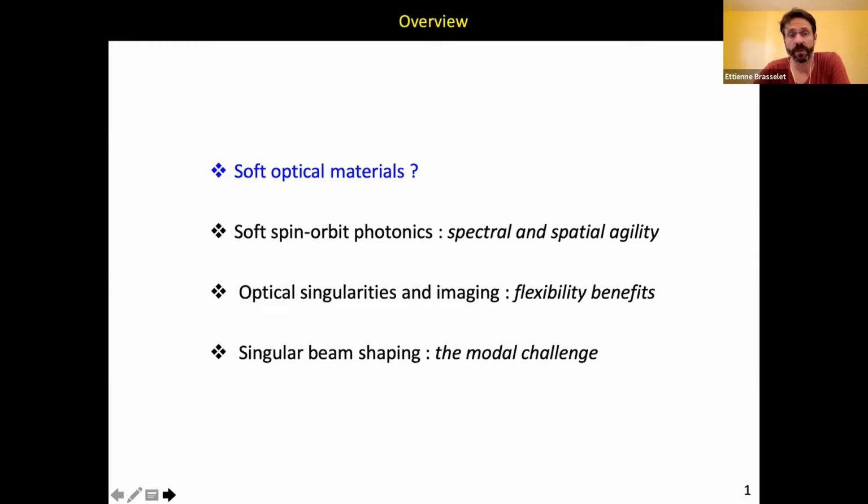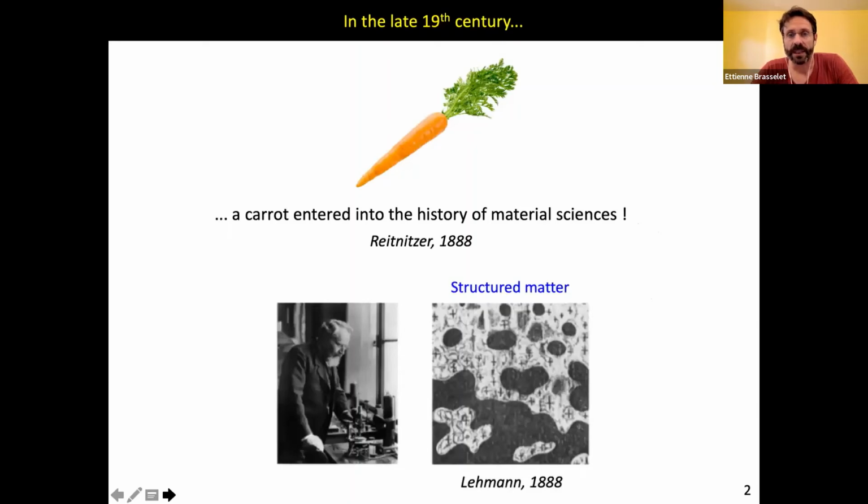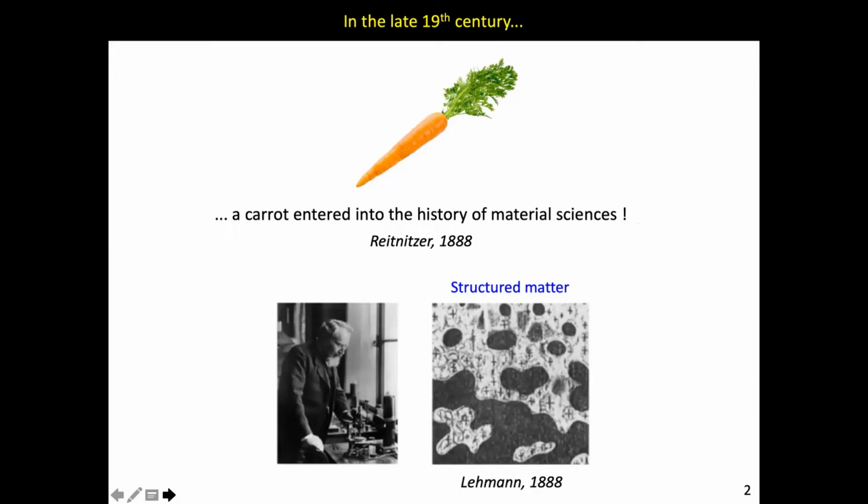It comes from the vocabulary, soft being the capability to be rearranged in space. And for that, we'll make a switch back to the late 19th century, when a carrot entered the history of science, when the researcher Reinitzer discovered what we now call liquid crystals. Actually, liquid crystals were extracted from carrots. And this story of these beautiful photonic materials started more than one century ago.